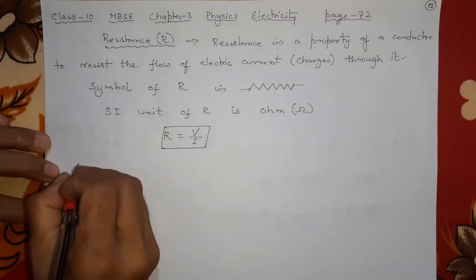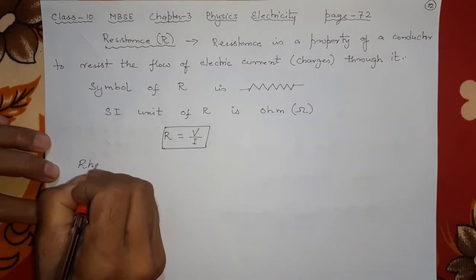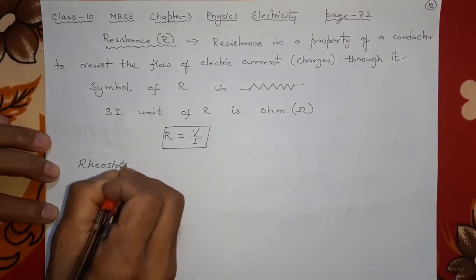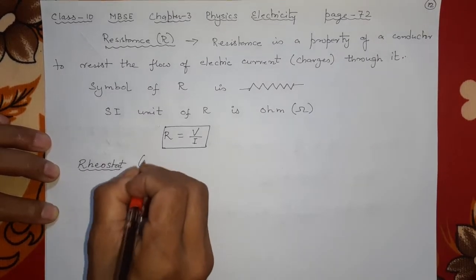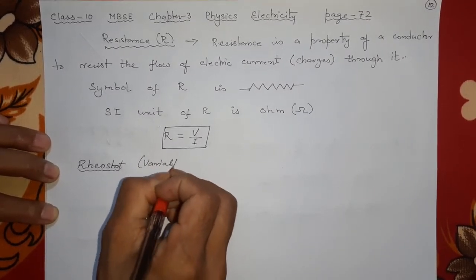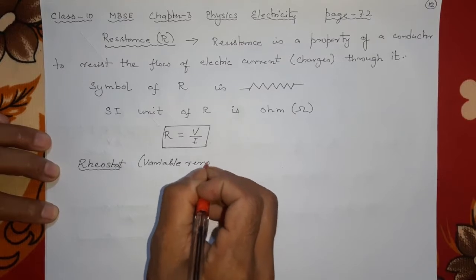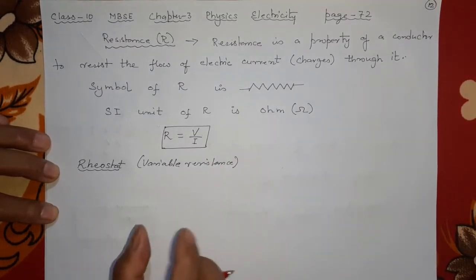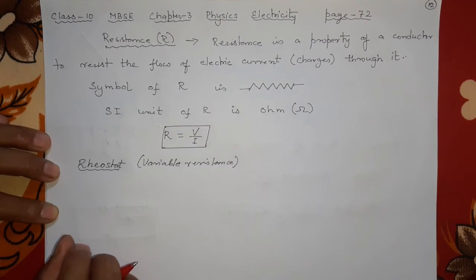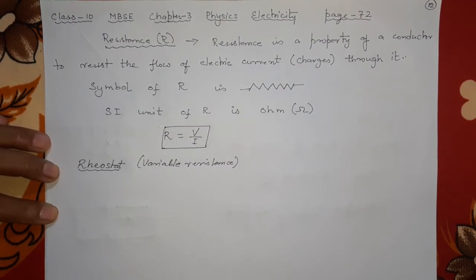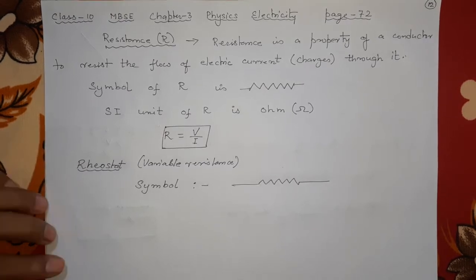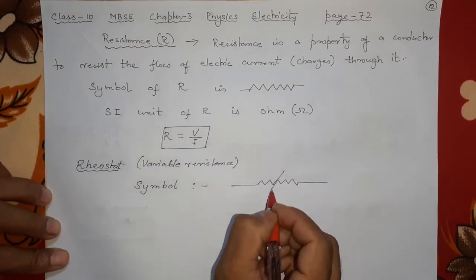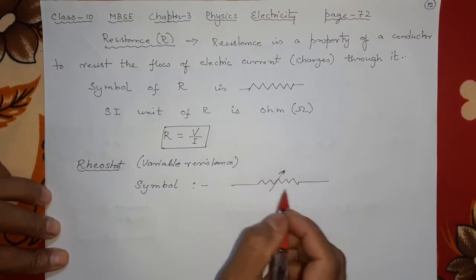Now there is another thing: what is a rheostat? A rheostat is, as you can understand by the name itself, a variable resistance. If you have a resistance where you can change the value of the resistance, it will be called a rheostat. This is usually used in your experiments. So this will be its symbol, a resistance, and this line indicates that it can change.